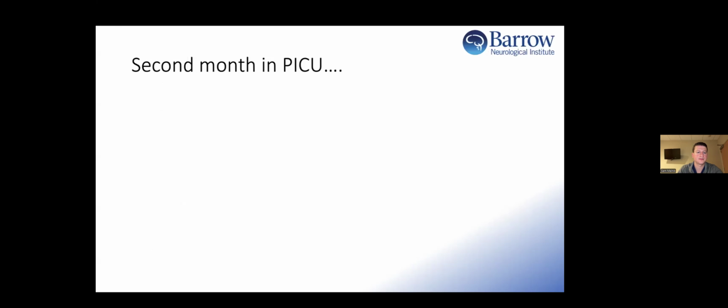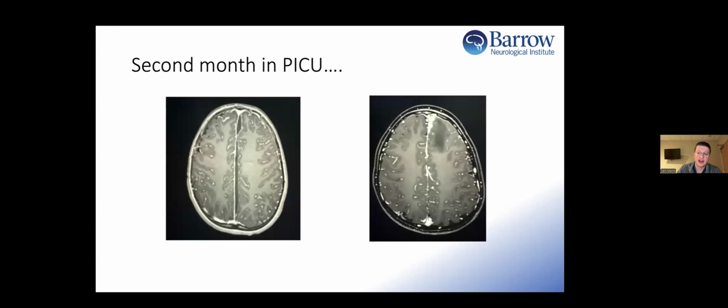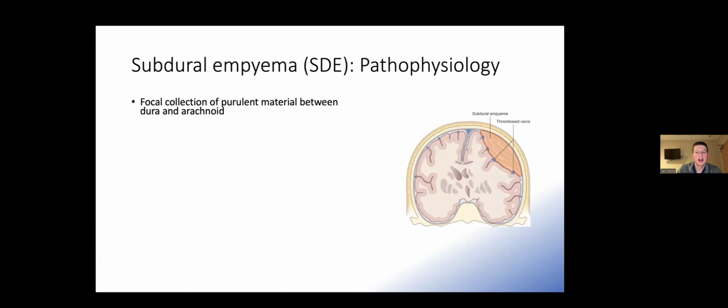In my second month in the PICU, I was hopeful that our cases of bacterial meningitis and of bacterial neurosurgical problems had ended. And then we arrived at a different type of patient, that with acute subdural empyema. In talking about the pathophysiology of subdural empyema, this is a condition of bacterial proliferation and infection within the space between the dura and arachnoid, where we see a focal collection of purulent material.